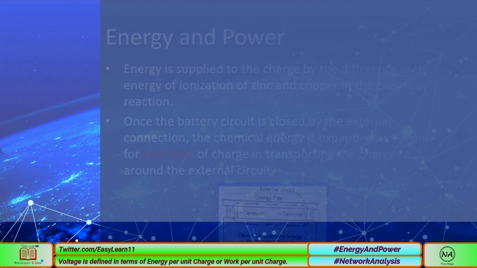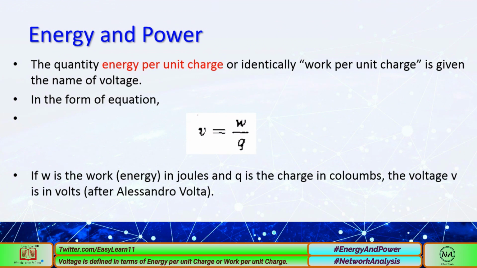So we can develop a definition from this previous slide by using the correct words for the sake of the definition. The quantity energy per unit charge, or identically work per unit charge, is given the name of voltage. Simply, what is voltage? Basically it is the energy. Voltage is a pressure, a voltage is an energy that is applied per unit charge.